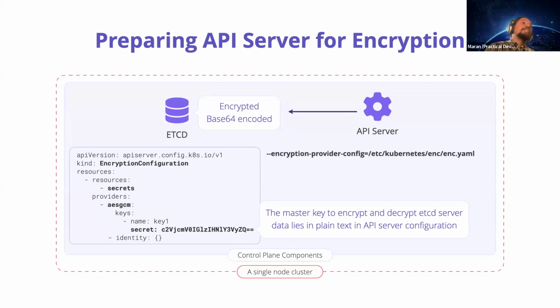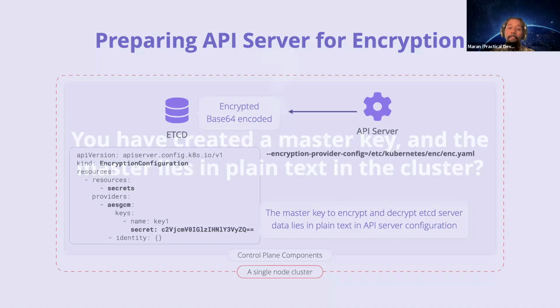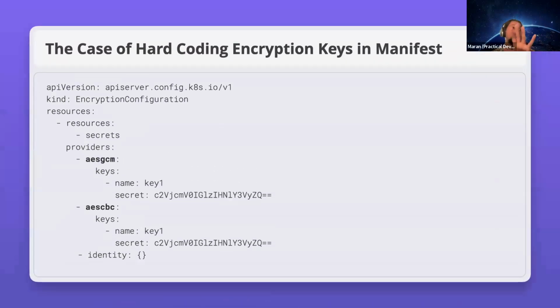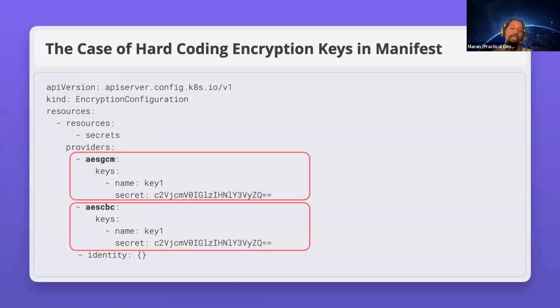Now we have a new problem. The encryption configuration has a plain text secret, right? And that secret is present in plain text in the API server's file system. So you create a master key, and the master key lies in plain text in the cluster itself. So that's the example of the key that was used for encryption and decryption. Now, luckily, the Kubernetes development team has addressed this right from the get-go. Of course, you don't want to have plain text secrets like this anywhere in your file system, unless absolutely necessary.